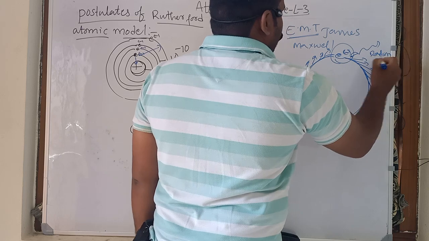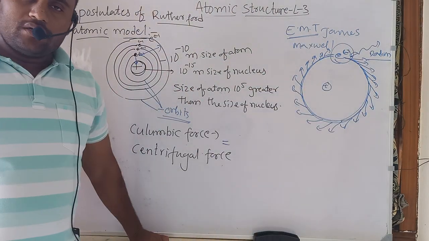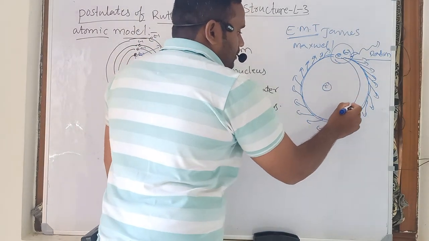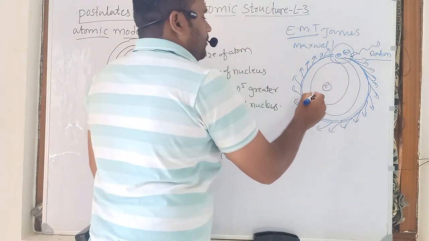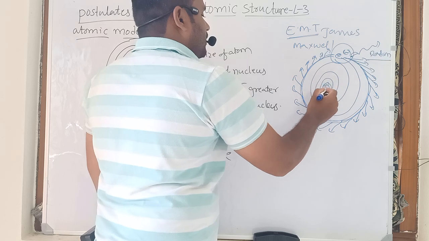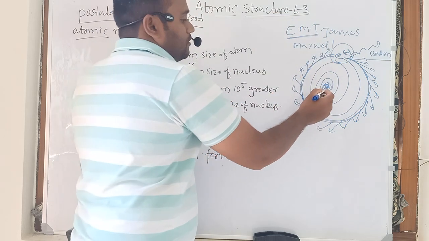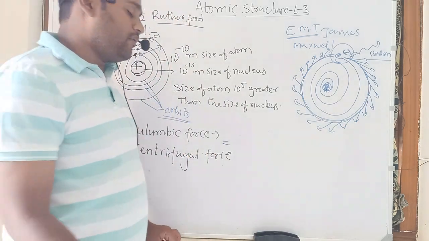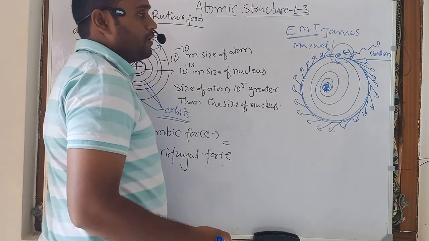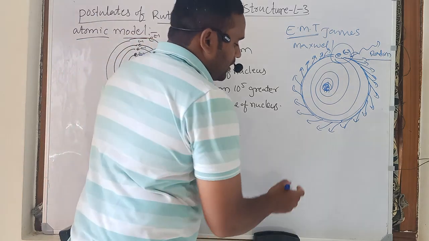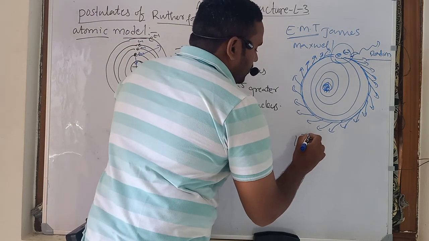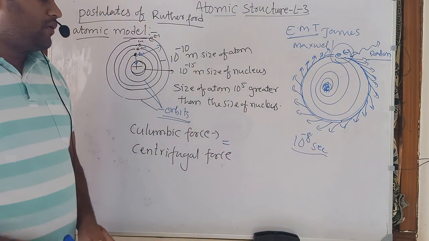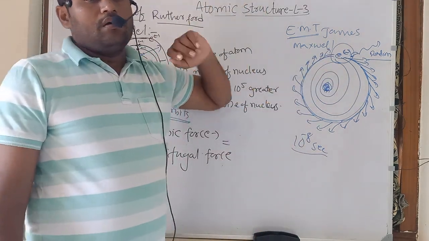And no longer is it revolving in the circular path, but it revolves in a spiral path, like this spiral. By making this spiral path, ultimately it should fall into the nucleus. And how much time will it take according to this electromagnetic theory of James Maxwell? It will take only 10 to the power of minus 8 seconds. This much time only it will take to fall into the nucleus.